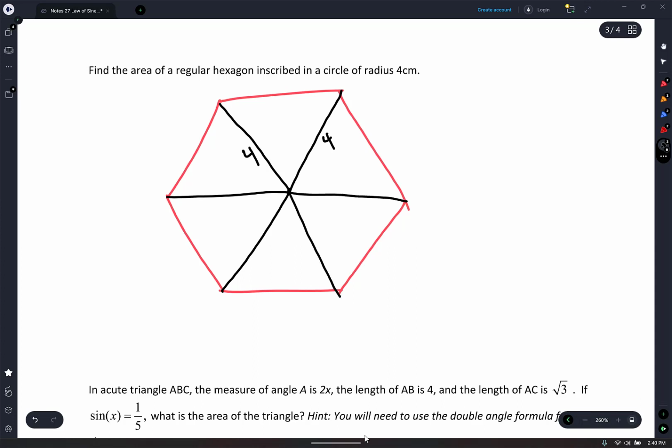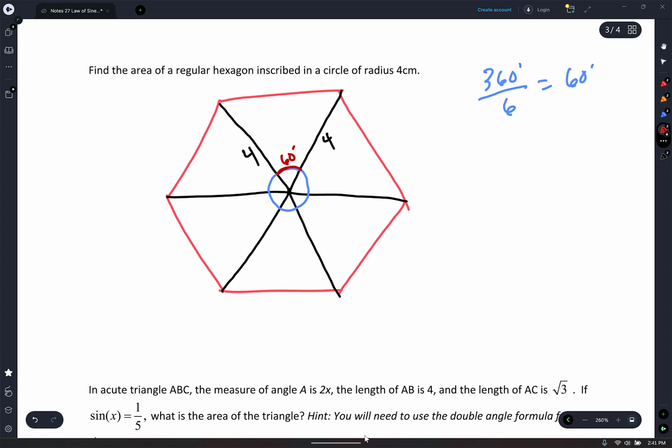I know that I have 6 of them. And I know that if I do one revolution, one revolution is 360 degrees. So 360 divided by 6 is going to give me 60. So I know that this angle right here that I'm doing in red is 60 degrees.